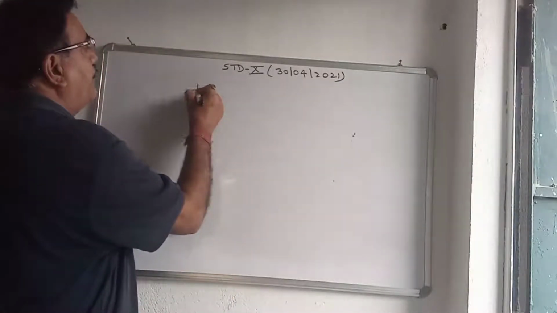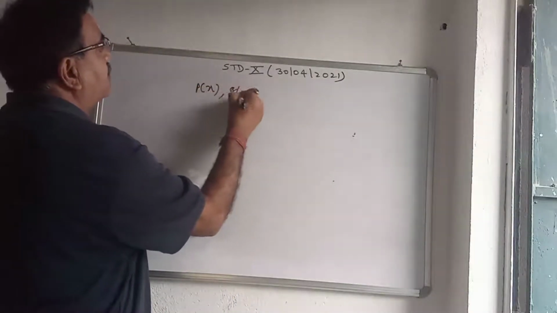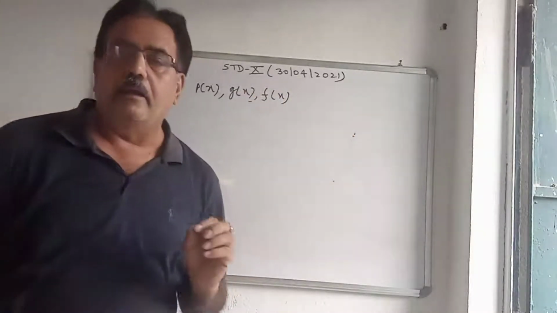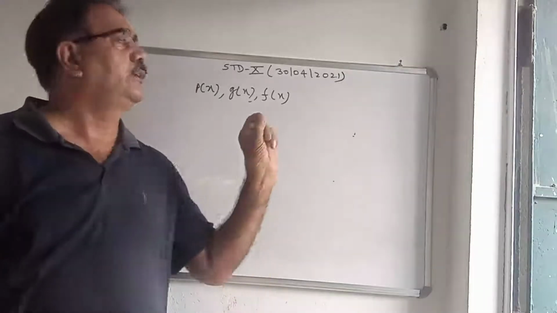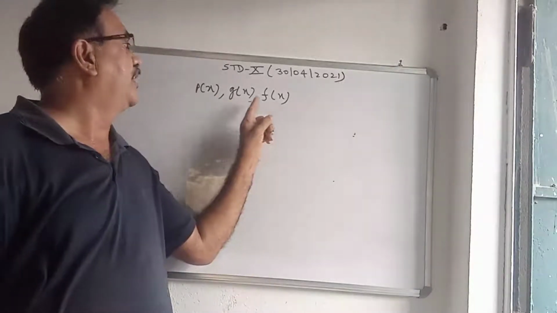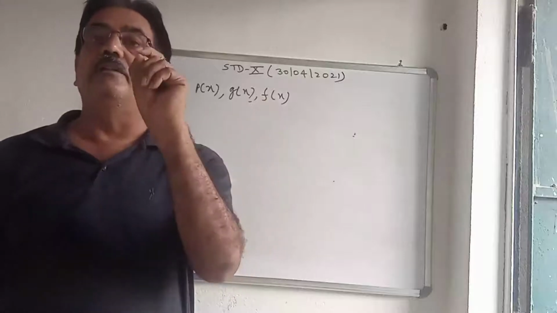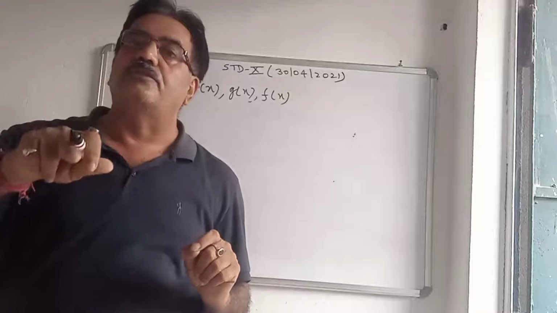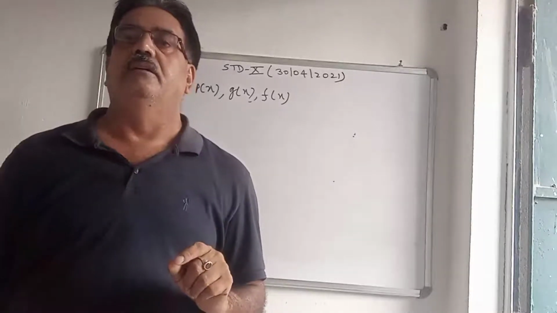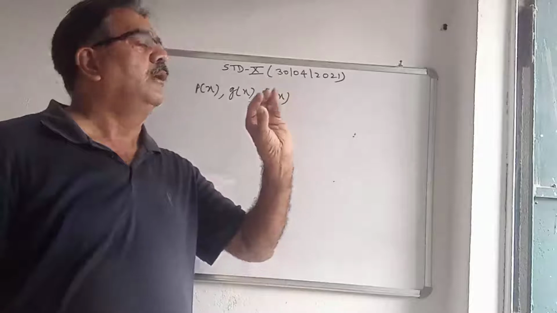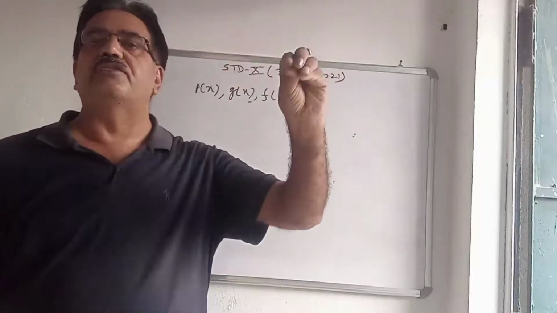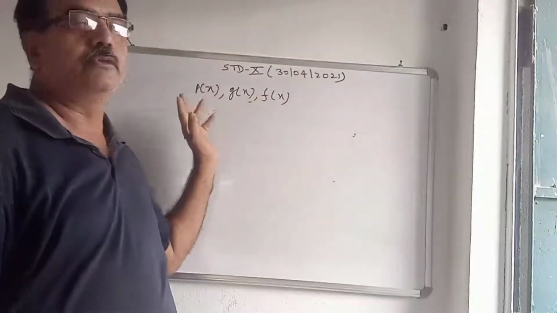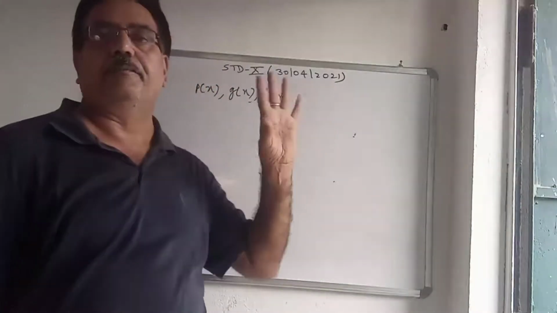Suppose a polynomial is denoted by p(x), g(x), f(x), whatever it is. You can denote it by any of these, either p(x), g(x) or f(x). But if the question mentions f(x) is equal to this polynomial, you have to take f(x), don't take g(x) or p(x). You have to denote the polynomial by the notation used in the question. If it is not denoted, then you are free to denote it by p(x), g(x) or f(x).